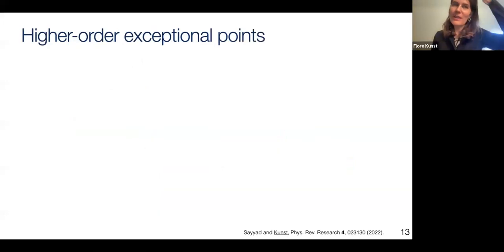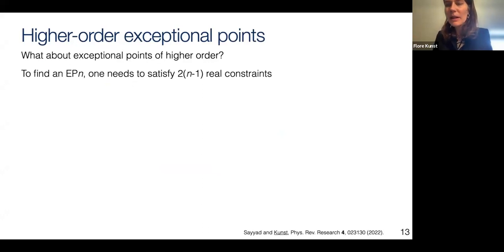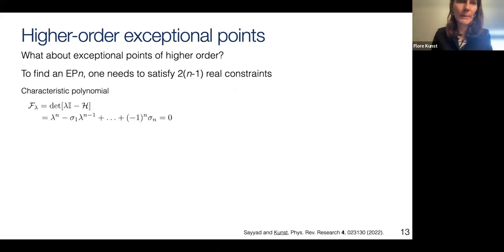Right, so what now about higher order exceptional points? So exceptional points at which more eigenvectors coalesce and you have a higher degree in the eigenvalue degeneracy. So this is a bit of a technical slide. I'll try to explain, but I'll also try to be a bit quick about it. To find an EPn, where n is the order of the exceptional point, one can show that one needs to satisfy 2n minus 2 real constraints. For EP2s, we already saw we have 2 constraints, and every time you increase the order, you need to satisfy 2 more constraints on top.